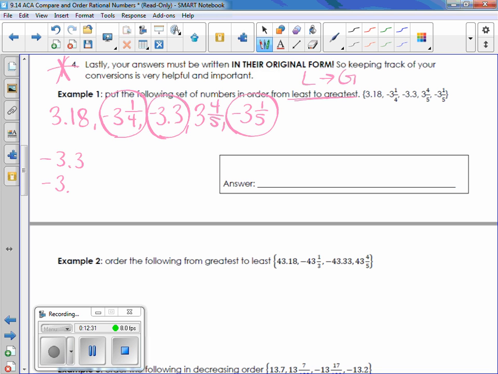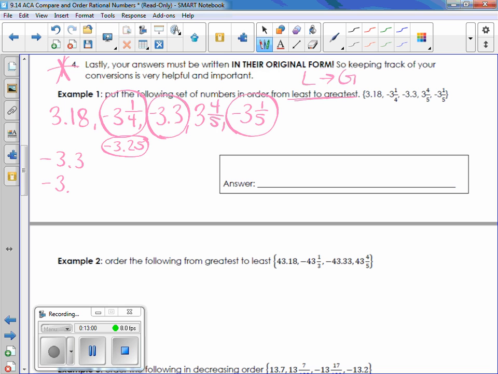How many quarters are in a dollar? 4. So if I have 1 out of the 4 quarters, how much change do I have? I have 1, so that's 25, right? If you don't know that, we go over to the side and do 1 divided by 4, and you're going to get 0.25. So I'm going to write -3 and 25 hundredths.